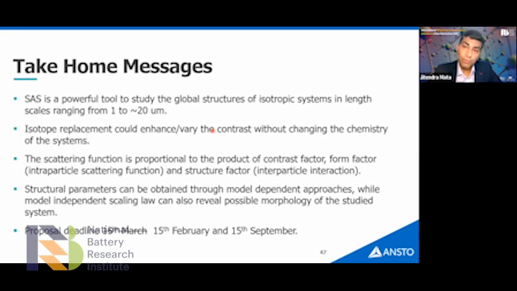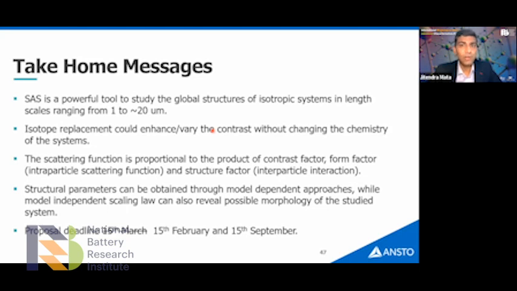We have 2 proposal rounds every year, generally on 15th of March and 15th of September. The next proposal round is not on 15th March, it is on 15th of February. So it's still a little bit of time, but don't wait till the last moment. If you want to submit something, let's start the ball rolling. Discuss with me. It's only a 2-page proposal, but we need to make sure it's very competitive.